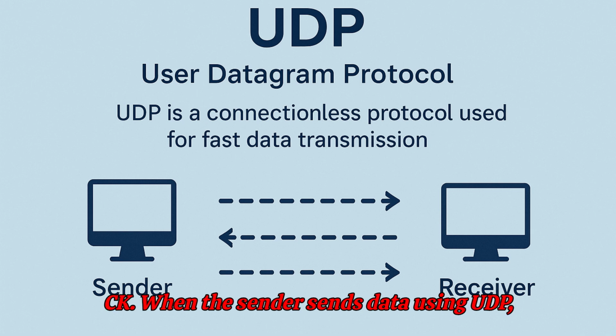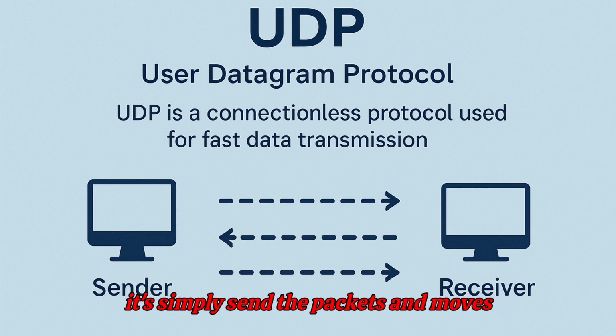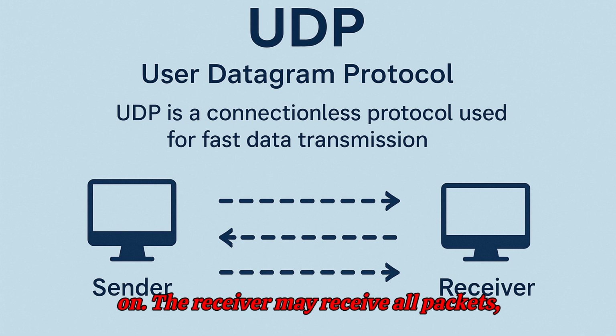When the sender sends data using UDP, it simply sends the packets and moves on. The receiver may receive all packets, some packets, or even receive them out of order. UDP does not check if packets are lost or request retransmission.